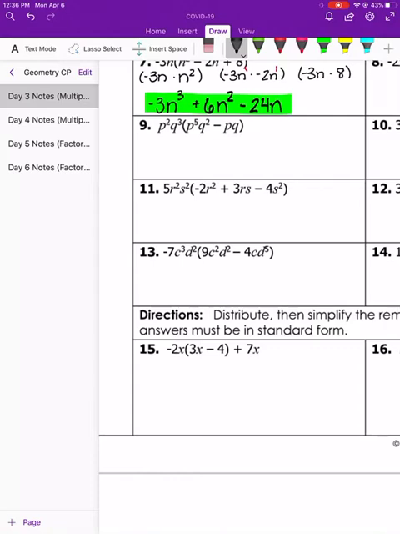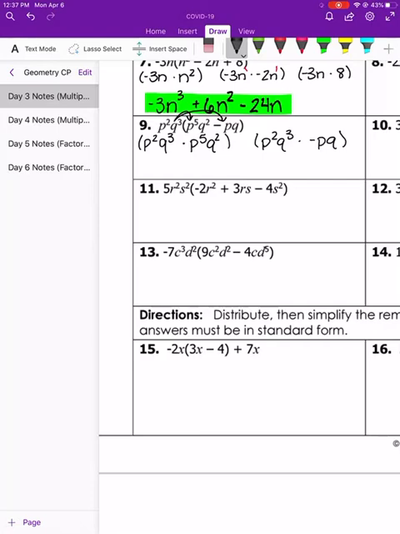So for number 9, what I'm going to be distributing is p squared q to the 3rd. So I'm going to distribute that to both of these terms. So my first one is going to be p squared q to the 3rd times p to the 5th q to the 2nd. My second one will be p squared q to the 3rd times negative pq. Okay, I know that p comes before q in the alphabet, and we do these in alphabetical order, so your p should stay first.